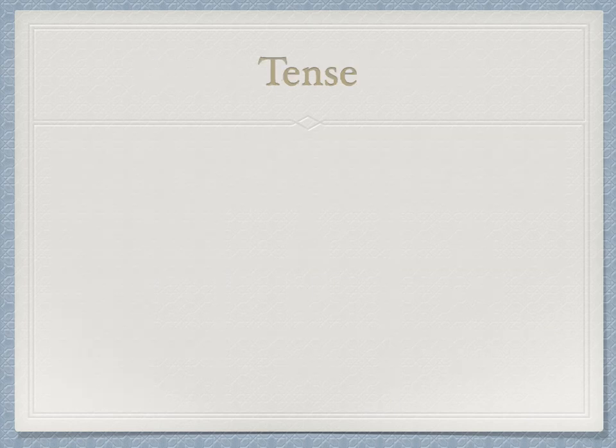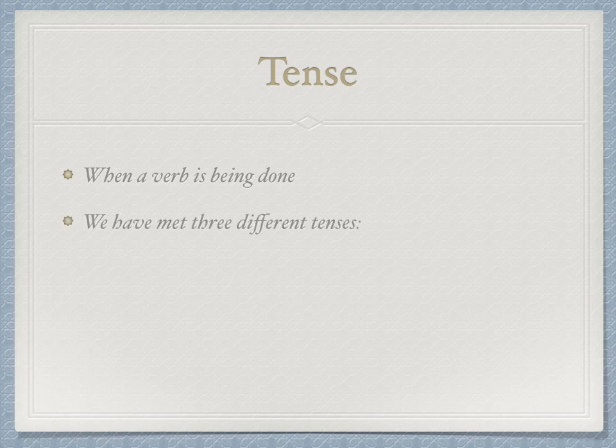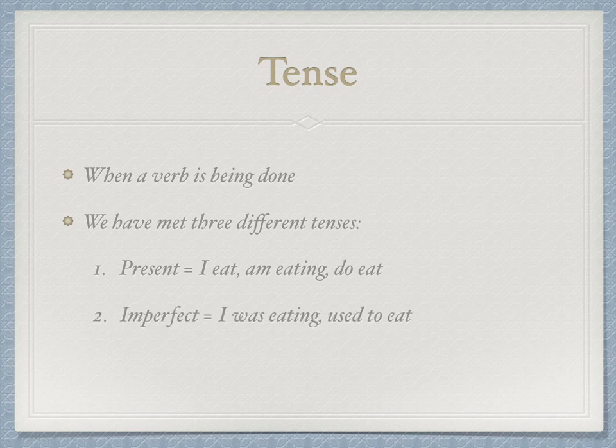In stage 6, we met a new concept called tense, and this tells us when a verb is being done. We've now met 3 different tenses, and I'm going to go over what these ones mean in a bit more detail. The first tense that we've been translating right from the beginning is the present, referring to an action that I'm doing right now. So, for example, I eat, I am eating, and I do eat are all translated by the present tense in Latin.